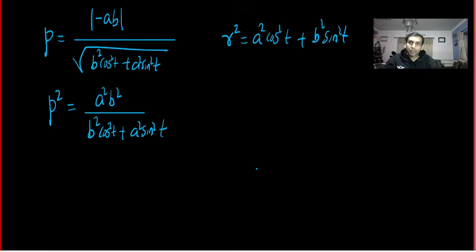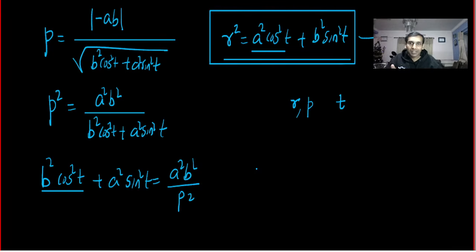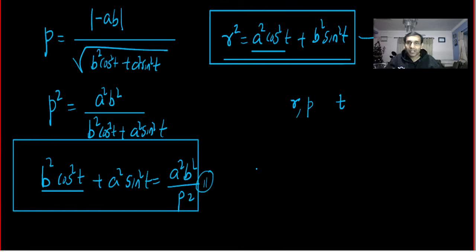And from here, if you cross multiply, I'll get b square cos square t plus a square sin square t is equal to a square b square by p square. And please understand, this and this are not the same. But I got a very good idea. Look, I saw cos square and sin square. What is my objective? Connect R and P, destroy T. I saw the greatest idea to destroy T. What is cos square plus sin square? 1. So I'm going to call this equation number 1. I'm going to call this as equation number 2. I'm going to add them up.